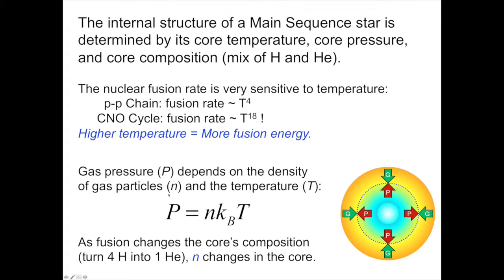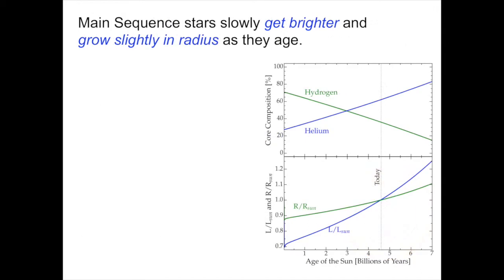Notice that the density here is not the mass density, but the number density of particles, how many particles per cubic centimeter, not their individual masses. So while the mass is only changing a tiny amount with fusion, remember it's 0.7% of the mass that is converted into energy when I convert hydrogen to helium, we're also reducing the number of particles per cubic centimeter. This has a consequence for the evolution of the star.